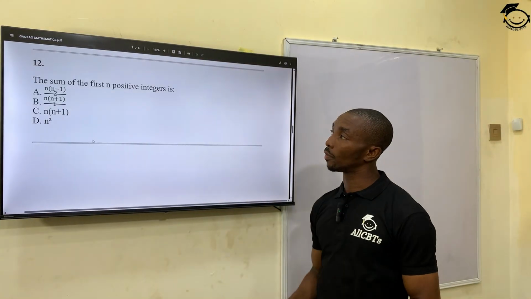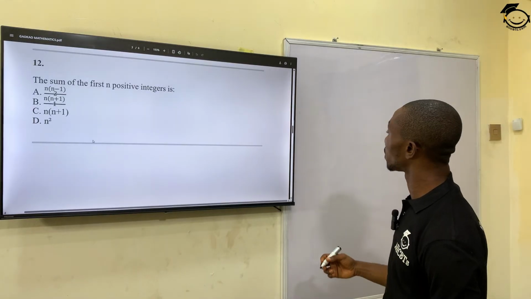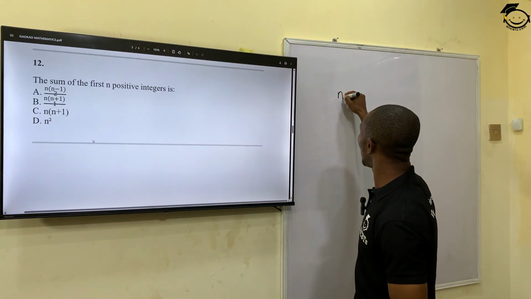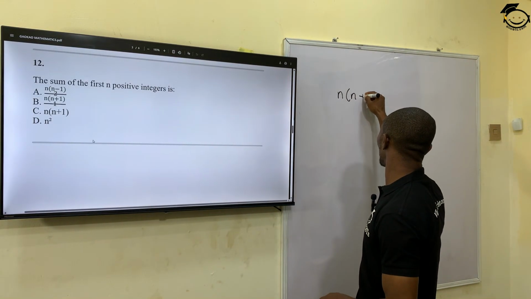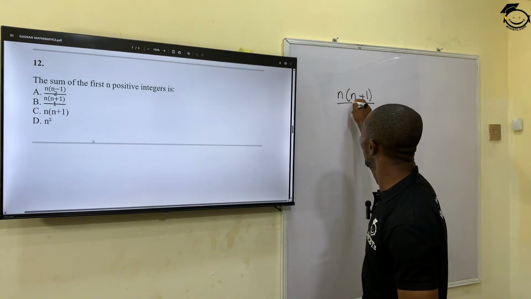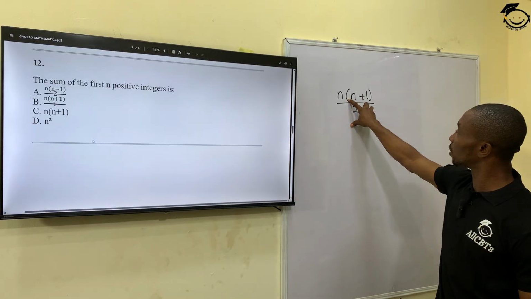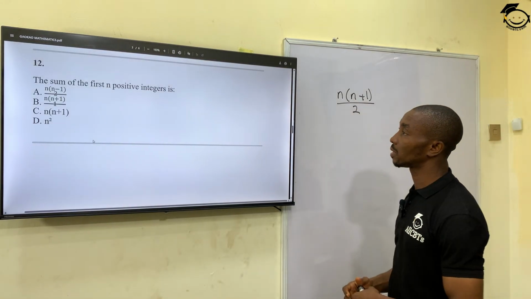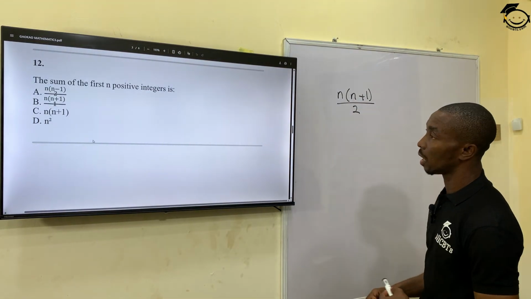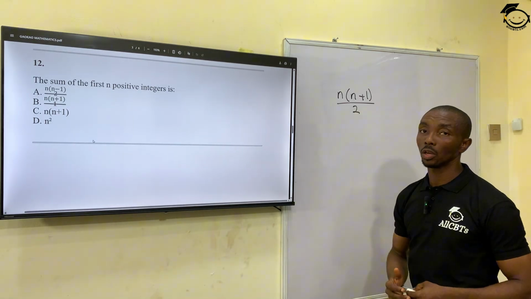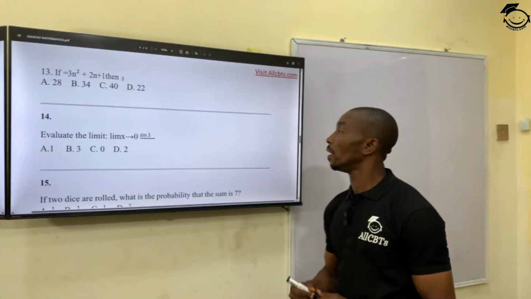The sum of the first n positive integers is given as n(n plus 1) over 2. This is a standard formula for finding the sum of the first n positive integers, and the answer is not there.